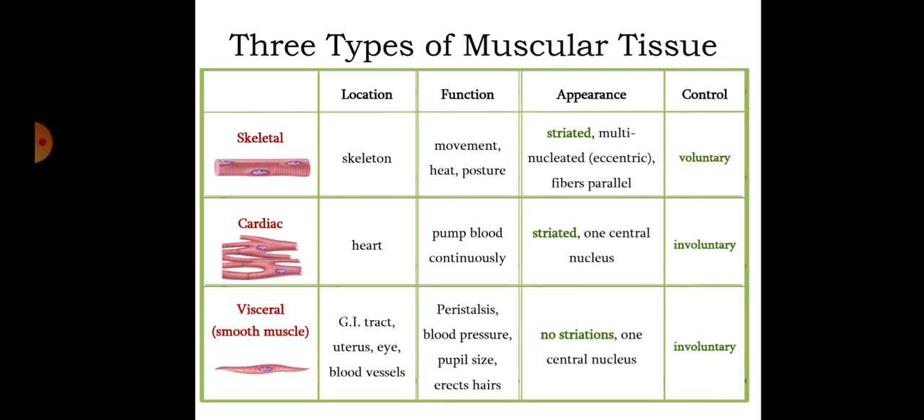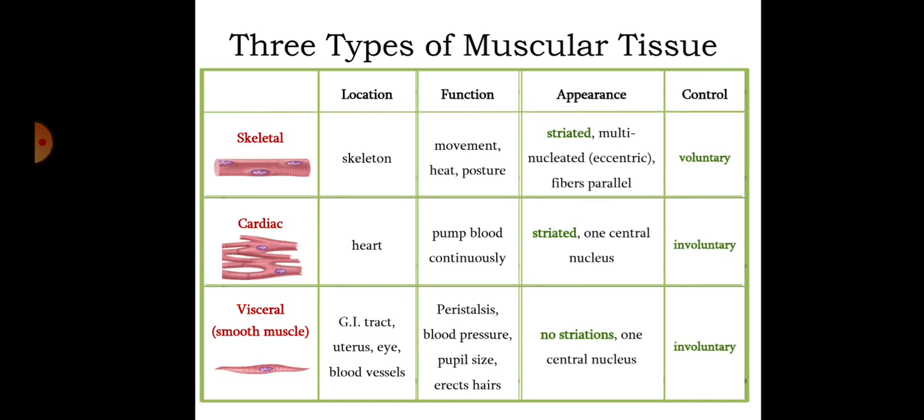First is the skeletal muscle. It is located in the skeleton. Its main function is movement, it generates heat, and helps in posture. It is striated, it is multinucleated, the nucleus is eccentric in position, and the fibers are parallel. It is basically voluntary.